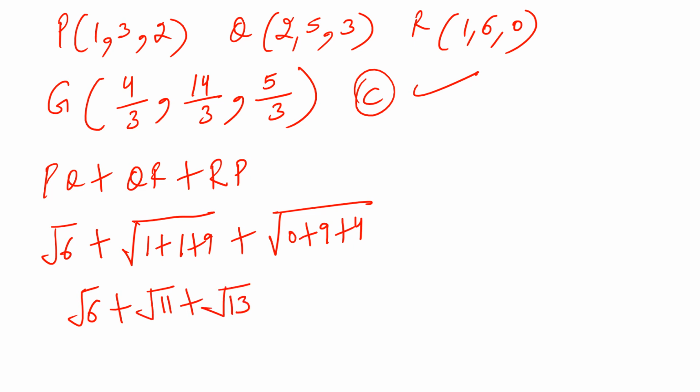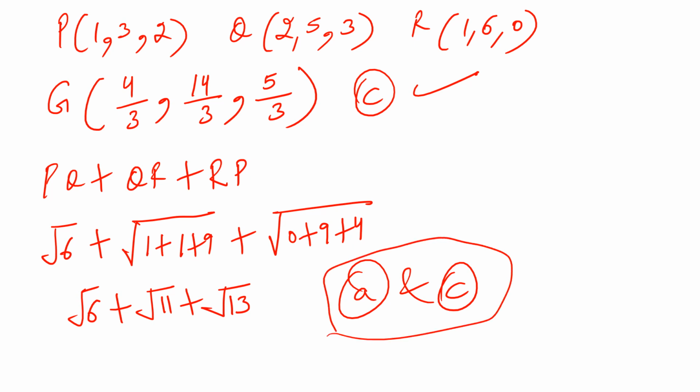Now in the option it is given root 2 plus root 6 plus root 11. So that means option D is incorrect. So that means only two options are correct, A and C.